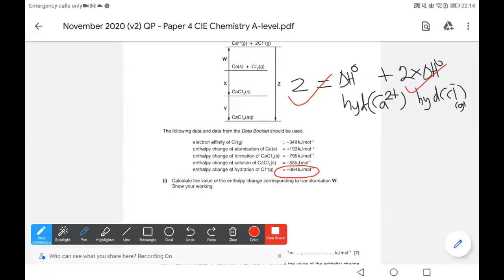So, yes, it's always exothermic. You can calculate it by this equation: Z minus 2 into hydration of chloride will give you the hydration of calcium. I won't go into the numerical calculations. It's clear, the method is the important thing.